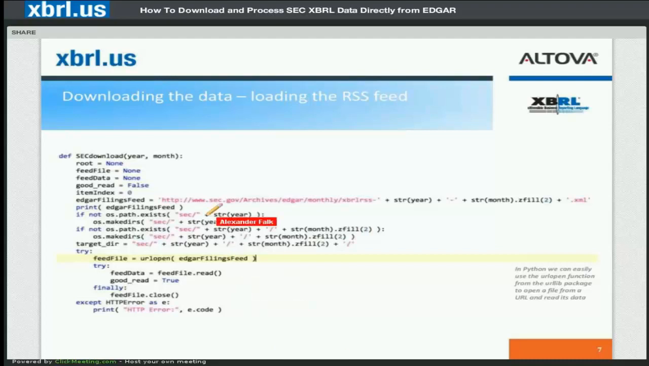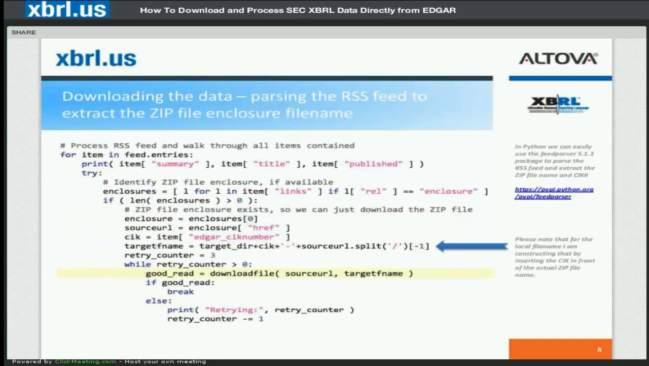So to download that RSS feed, all we need is the actual URL where we can find it. And it is nicely structured by year and by month. So we just calculate those for the particular months that we want to download. We make sure that we have some local directories ready to receive those files. And then we use the Python urllib package, and in particular the urlopen function, to just open that RSS feed and read the entire feed into memory.